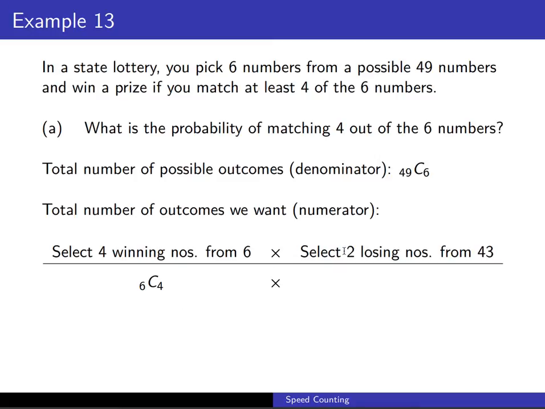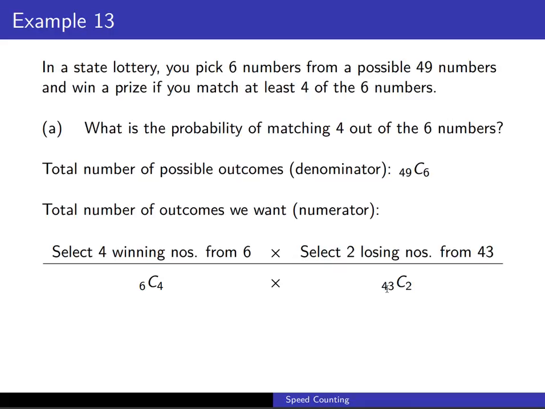Now, since we picked the 6 numbers, those 6 numbers been drawn, there's actually 43 numbers left to choose from. So 49 minus this 6 gives us 43. And we've already picked 4 numbers. We need to pick now 2 losing numbers from 43. So the number of ways to select 2 losing numbers out of 43 numbers is 43C2.